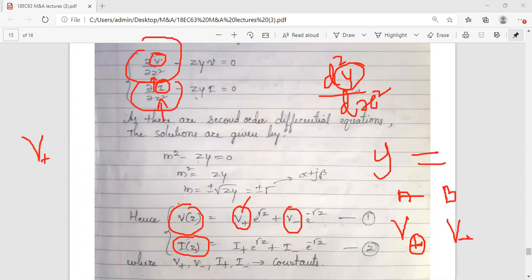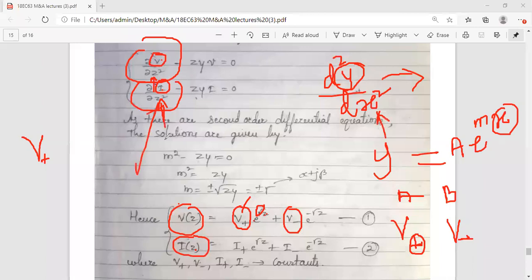So this is the first constant, e to the power of the first root, gamma into z. Why am I taking z? If this is your equation, the solution will be A e to the power of whatever root m value into x. With respect to what you are differentiating, that will come here. Here we are differentiating with respect to z, so let me take z as the exponential power, and V minus into e to the power of the second root, minus gamma z. So this is for V.